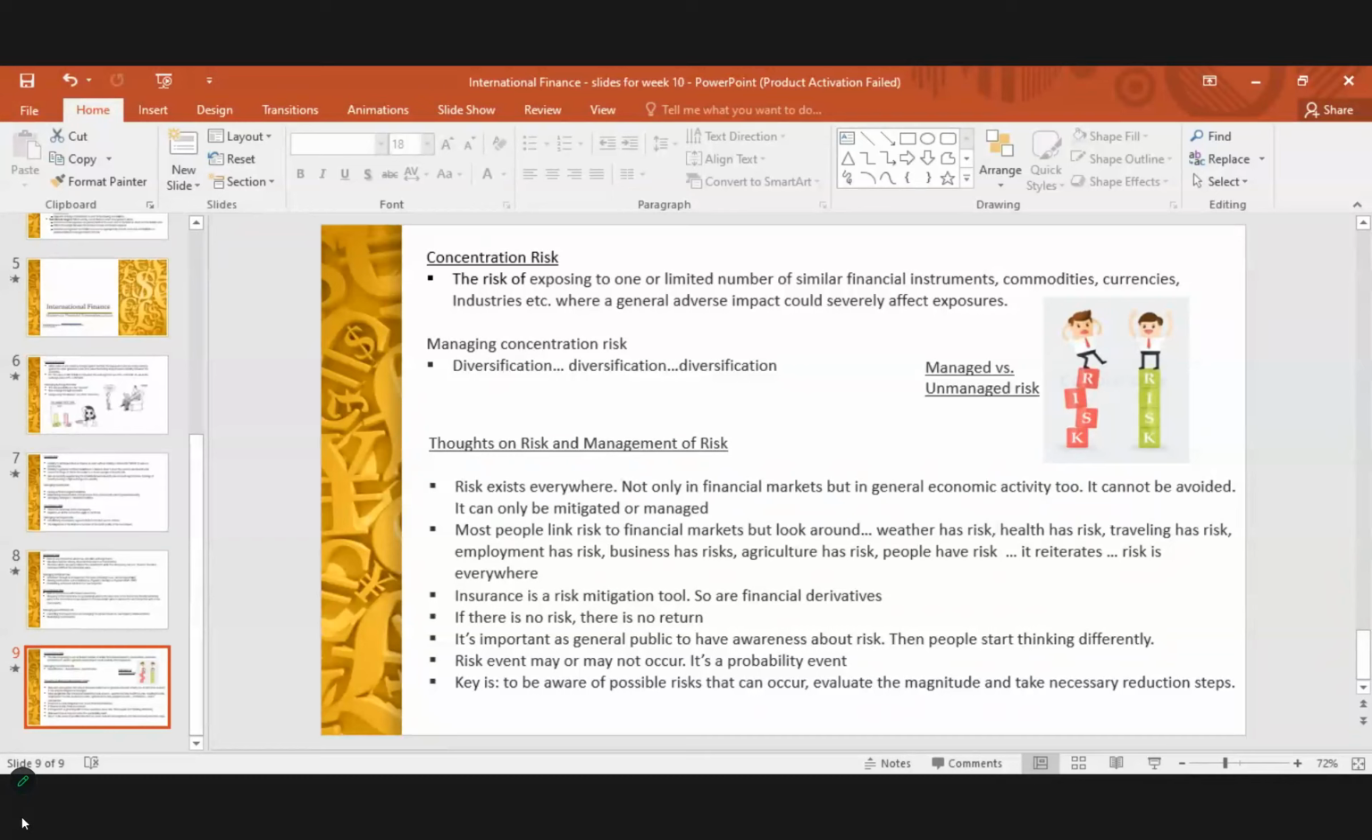So credit cards are not evil. They activate consumerism. Consumerism runs economies, right? So there is a huge contribution. But we need to make sure that we are disciplined and that we don't get caught on the concentration risk or mismatch risk.